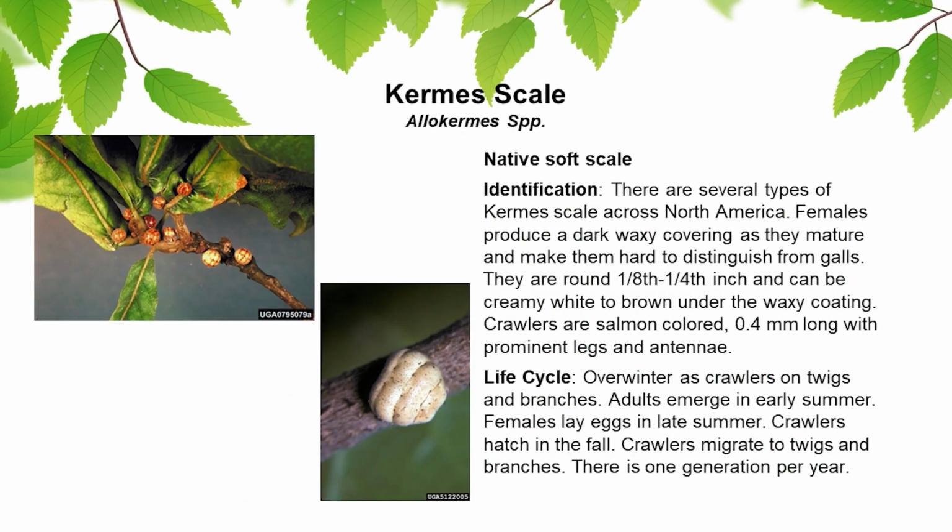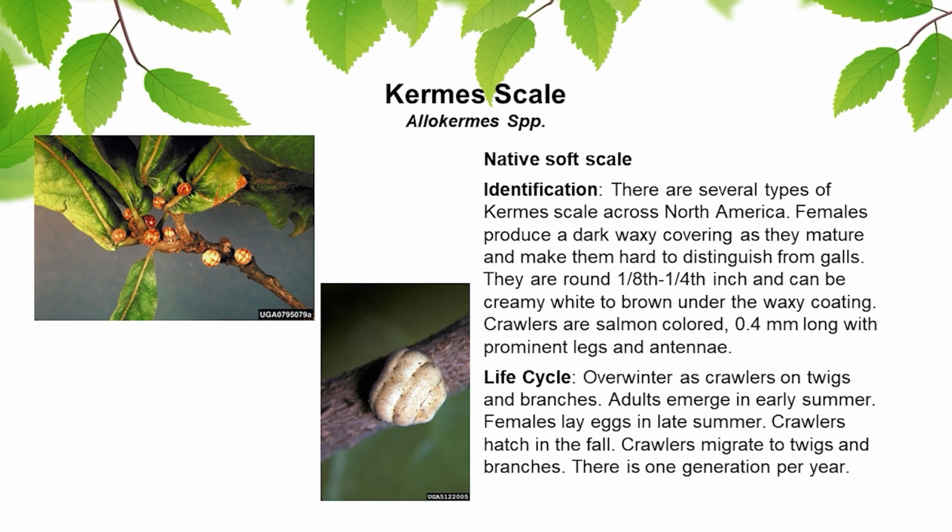Kermes scale. Kermes scale is a native soft scale. There are several types of Kermes scale across North America. Adult females produce a dark, waxy covering as they mature, which makes them hard to distinguish from galls. They are round, 1/8 to 1/4 of an inch long. They can be creamy, white to brown in color under their waxy coating.